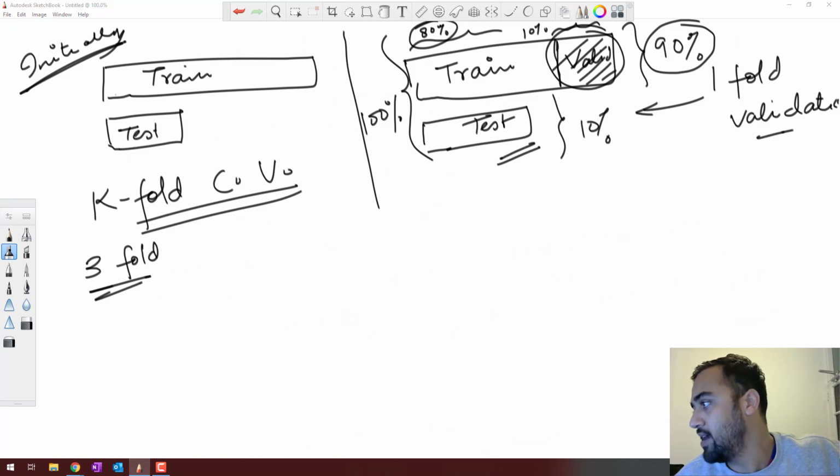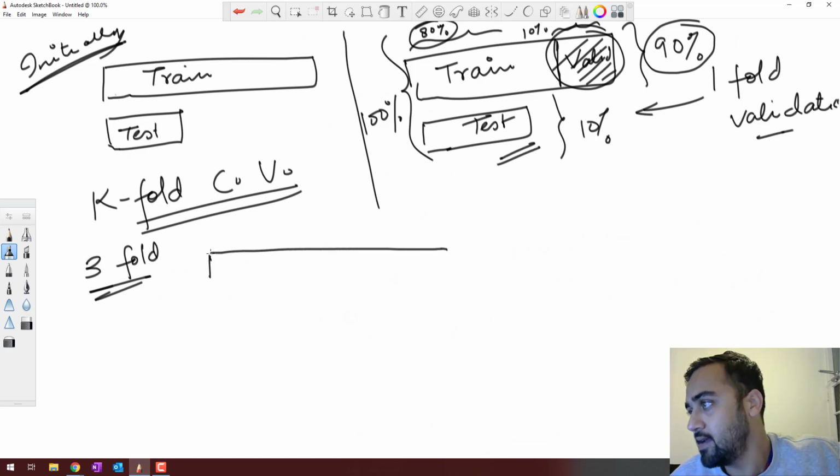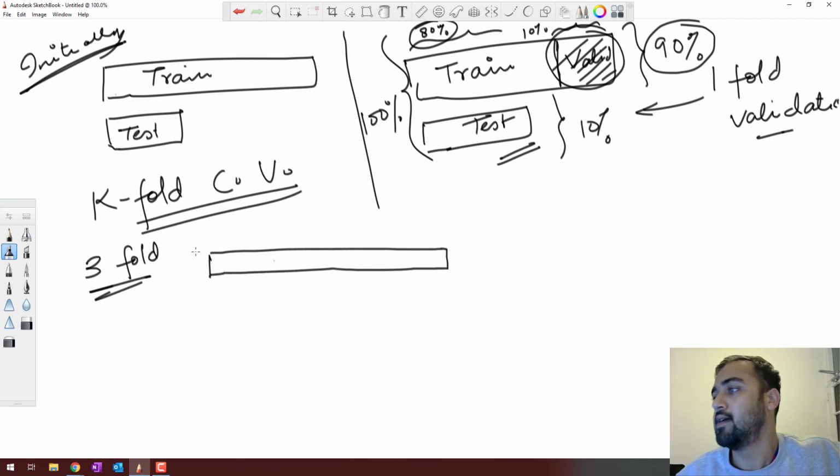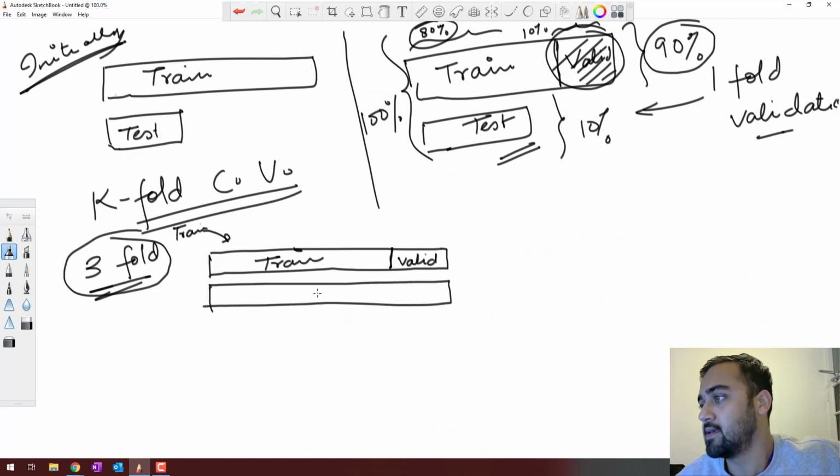In threefold cross validation, you have a training set, right? This training set gets divided into a validation set. This is valid and this is training. But in threefold validation, what occurs is your same training set gets divided three times, right? Where this is train, valid, train.